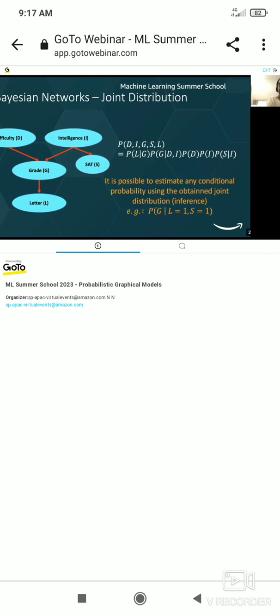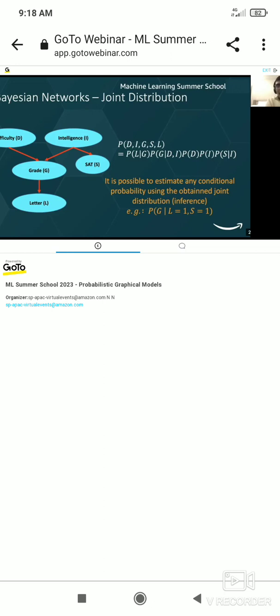And then finally, let's look at the SAT node. Clearly, the SAT only depends on the intelligence. So if you were to write down the conditional expression for this particular case, you would write probability of S given I, where I is the intelligence. So this is how you would essentially break down what would have been a complex probability distribution into a much simpler expression based on conditional distributions that arise out of this particular graph structure.